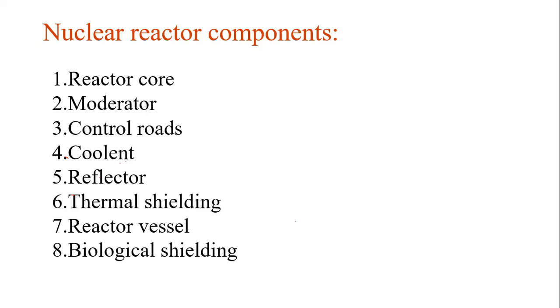Next, reactor vessel. The seventh one is the reactor vessel. What is meant by reactor vessel? The reactor core, the reflector and the thermal shieldings are enclosed to form the reactor vessel. In that reactor vessel we have the reactor core, thermal shielding and also the reflectors. It is called the reactor vessel or the reactor tank. It will withstand high pressures.